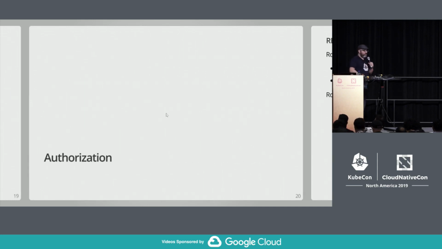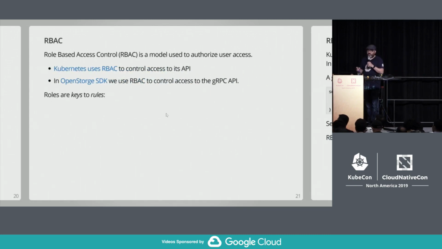All right, so we talked about authentication. Now let's talk about authorization. This part was a little bit more complicated because in authentication, we had a lot of helper functions from the Golang library functions for gRPC to help us with this. But for RBAC, we had to kind of come up with something.